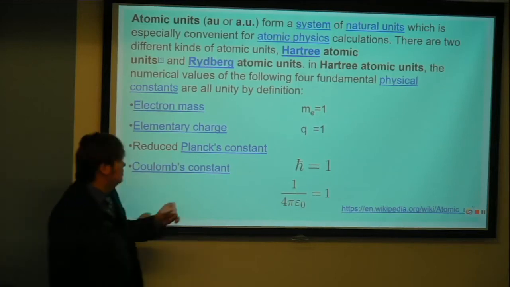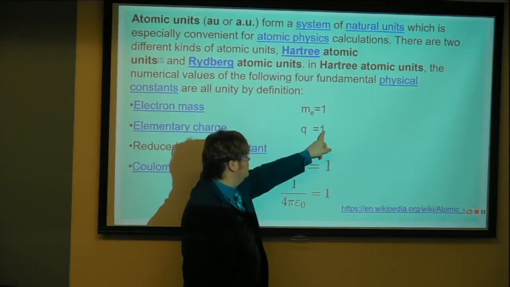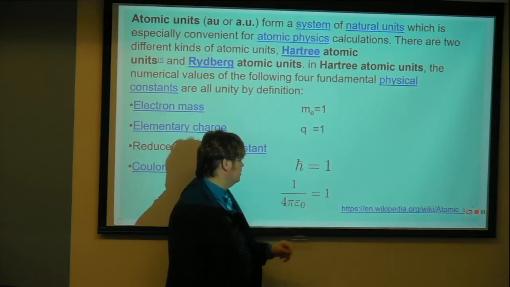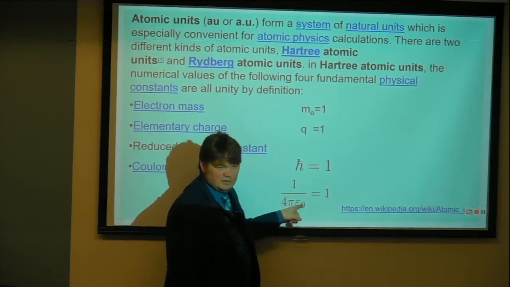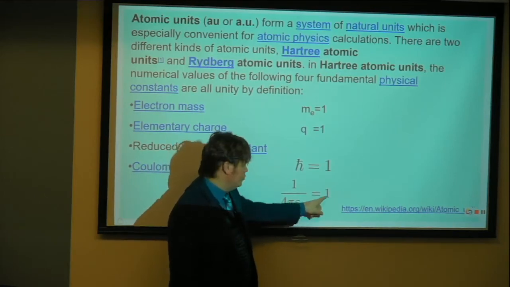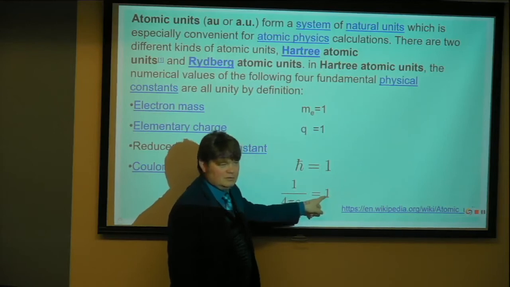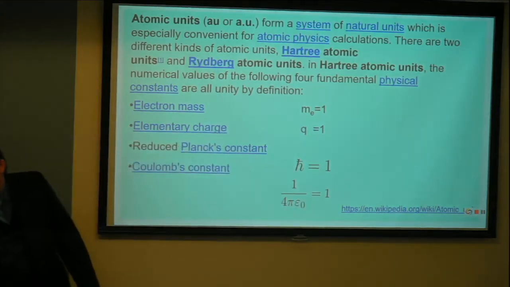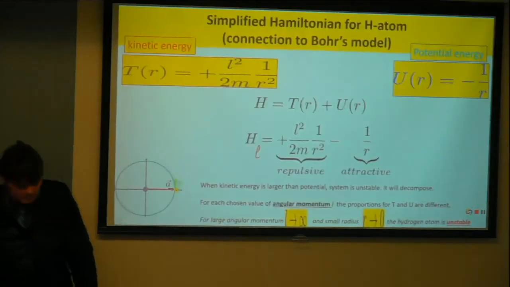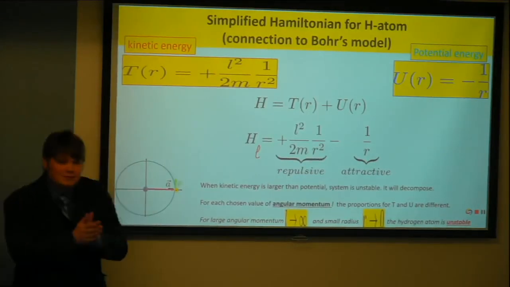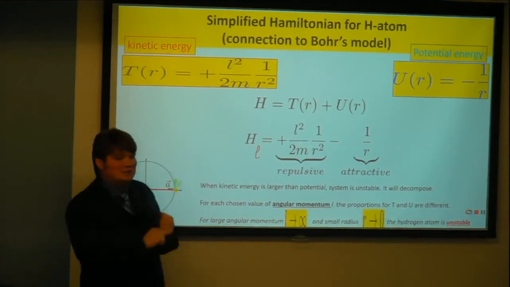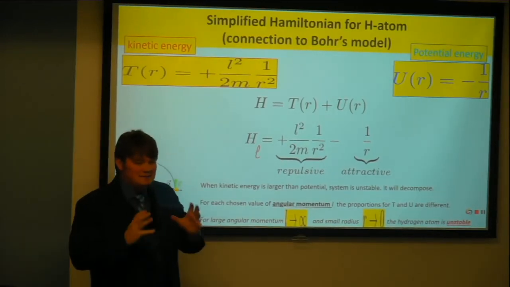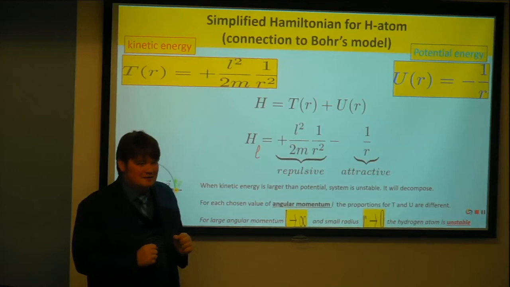So in atomic units, the mass of electron is 1, the charge of electron is 1, the Planck constant is 1, and 1 over the dielectric permittivity is also 1. So it's a dream system of units. Very good time. Generous 12 minutes for the main part of the science.